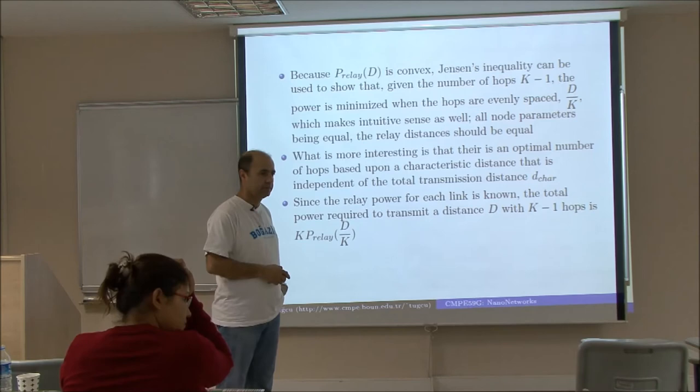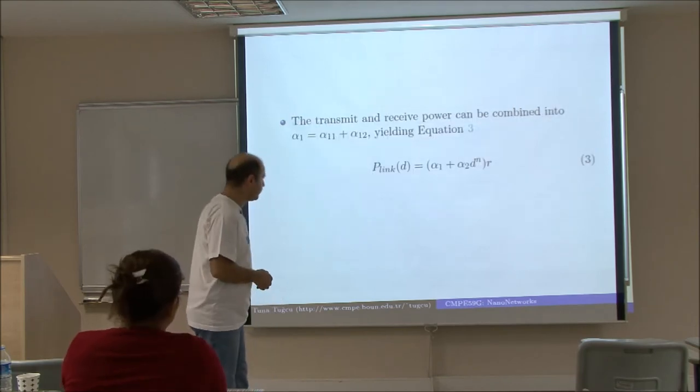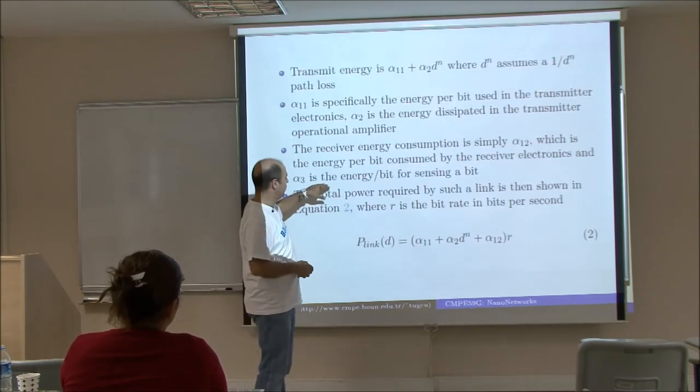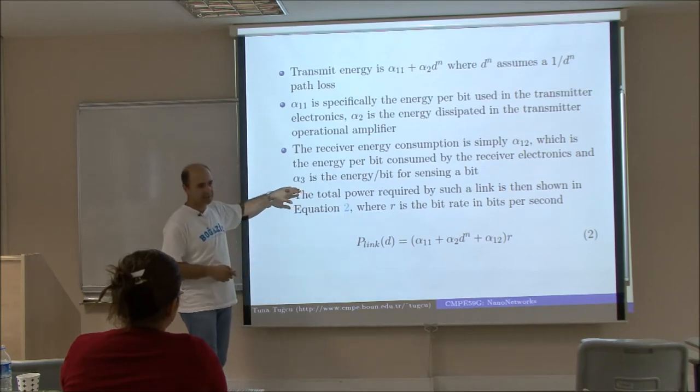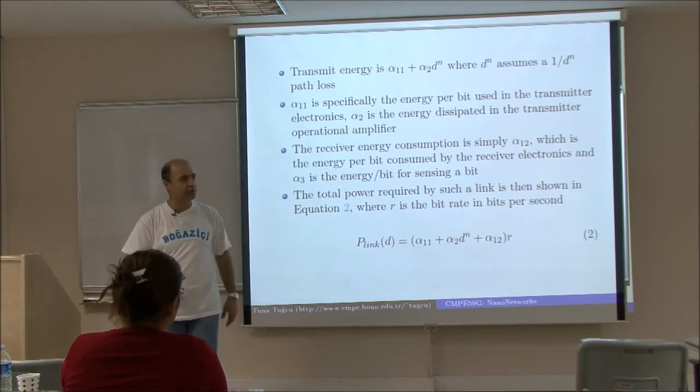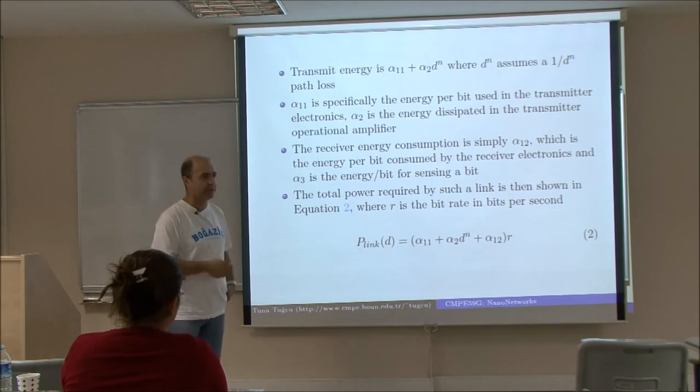Why didn't you use the alpha 3 in the equation? Well, that would be for the sensing part. So altogether, you should also add alpha T. That would not be the dominating factor. That's fine.